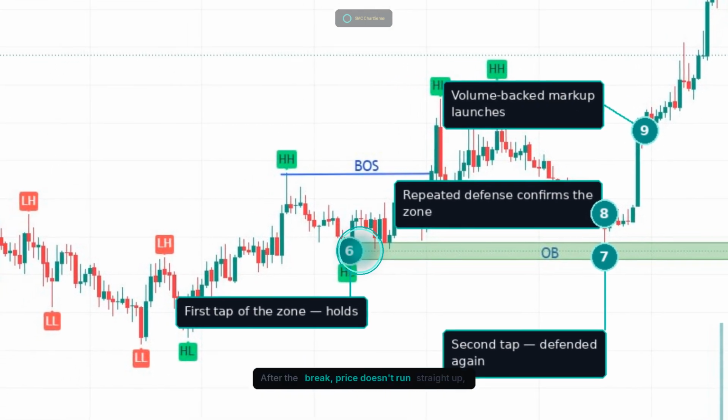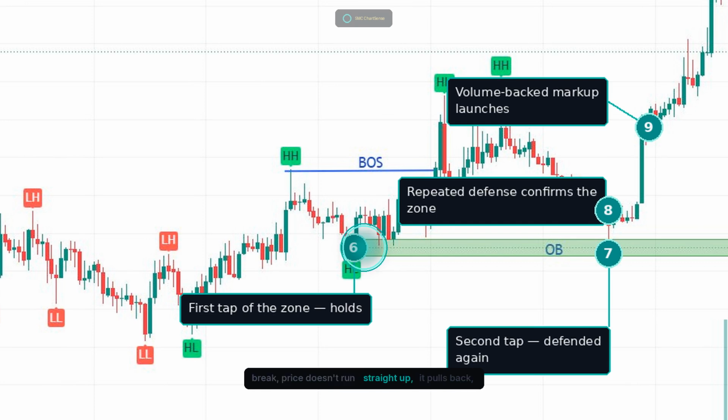After the break, price doesn't run straight up, it pulls back, and that pullback is where the bullish order block forms, the green band. It's where the last sellers were absorbed before the uptrend resumed, the footprint of the move that confirmed the trend. This is the origin that distinguishes this read. The zone isn't interesting for where it sits, but for when it formed, immediately after structure broke. That timing is what makes it credible.